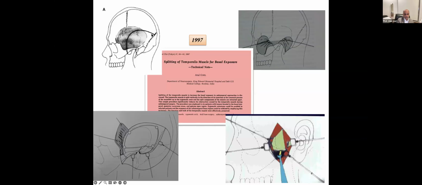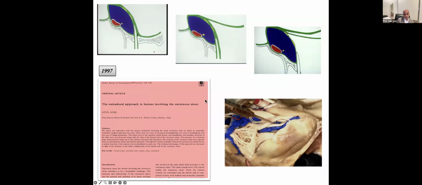I did this unique incision. I retracted the temporalis muscle anteriorly, which made zygomatic osteotomy a little less required, because if you take the temporalis muscle anteriorly, you get to the zygoma and then you get a basal exposure. Then my exposures became a little restricted and limited. Splitting of the temporalis muscle was another thing that we started doing. Then, as many of you know, we described the extradural approach to tumors involving the cavernous sinus and the petroclival area.